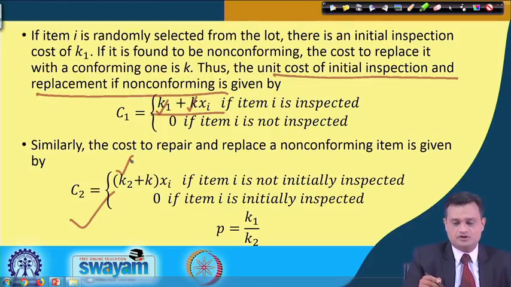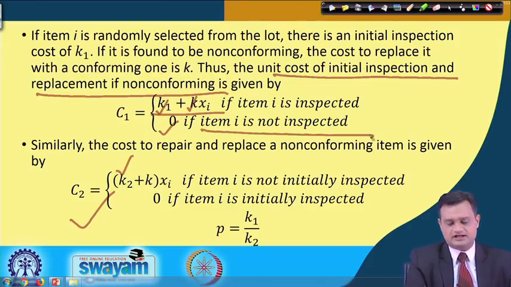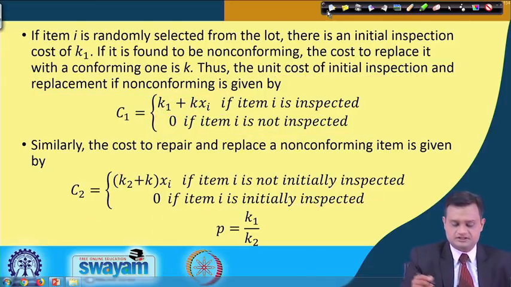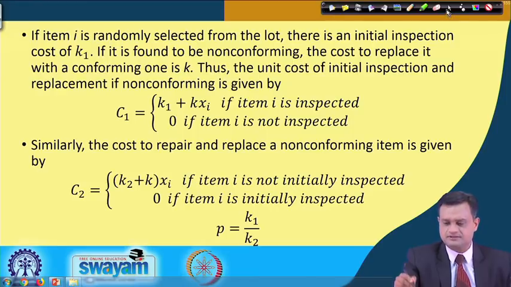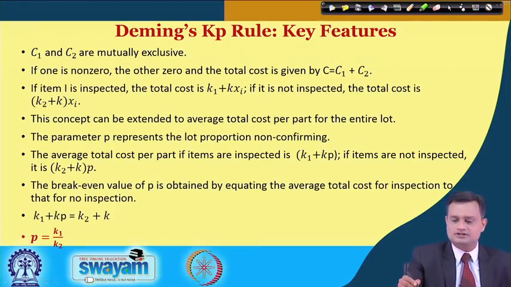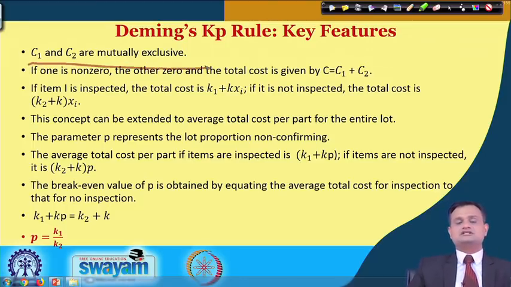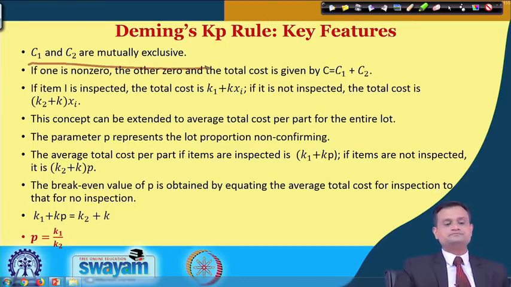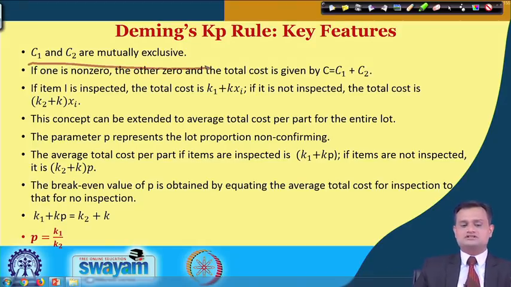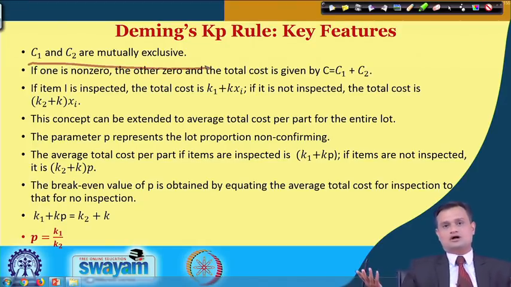So I have cost C2. This will become 0 if item i is not inspected, and C1 will become 0 if item i is initially inspected. Now how is P equal to K1 by K2 found? It is a very simple system. C1 and C2 are mutually exclusive: if one is 0, the other is non-zero. The total cost is C equal to C1 plus C2.